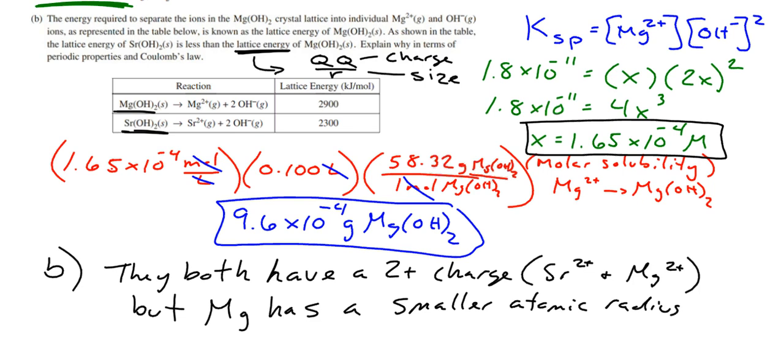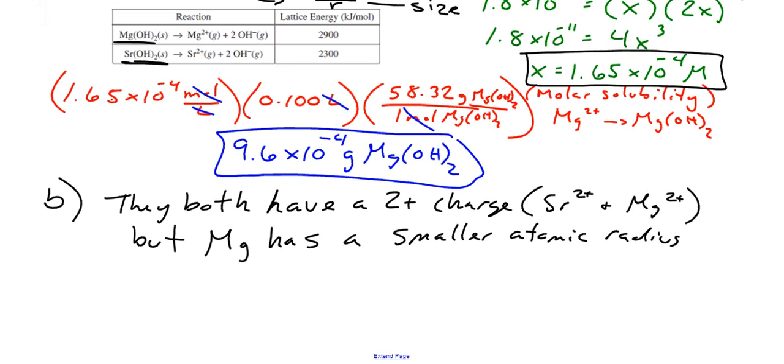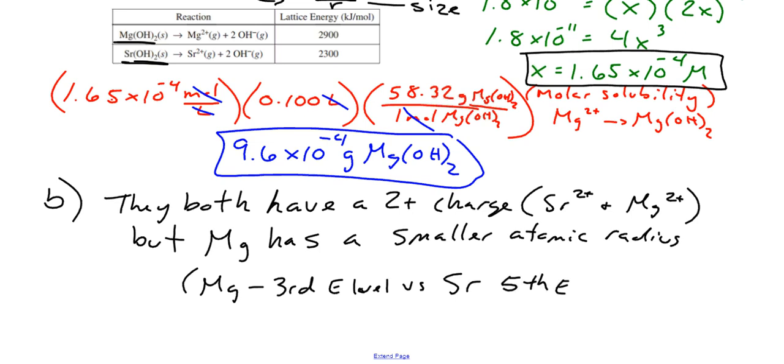And if you wanna hammer this home, it is not a bad idea. If it says anything about being specific, all you need to say is where they are on the table. So what you could say is Mg, and you could do it in parentheses if you're feeling like I'm gonna get too worried, or once I start writing, I can't stop. You could say Mg, third energy level, versus the other. You're just reinforcing it, right?